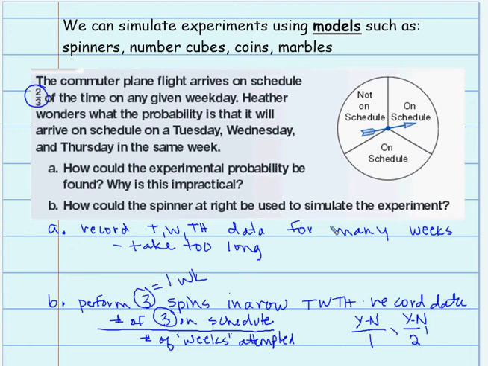Okay, so there are a lot of different situations where we use models, spinners, numbered cubes, coins, and marbles, to simulate those actual events. Okay, so this is just a different way of looking at probability. Instead of just analyzing a situation, we're going to actually use data and actual attempts or trials to get the probability.